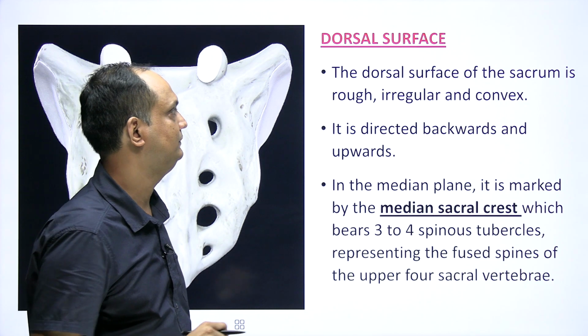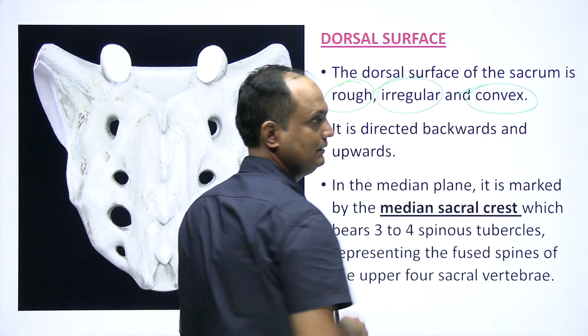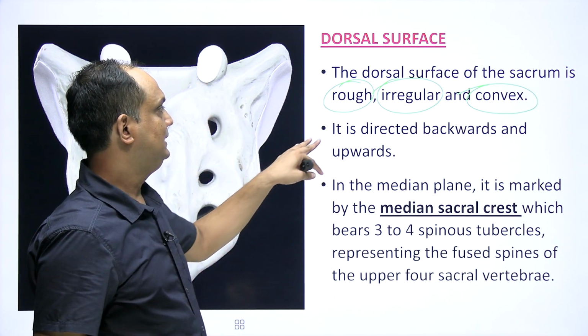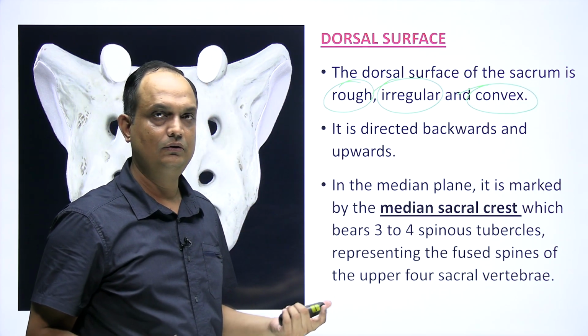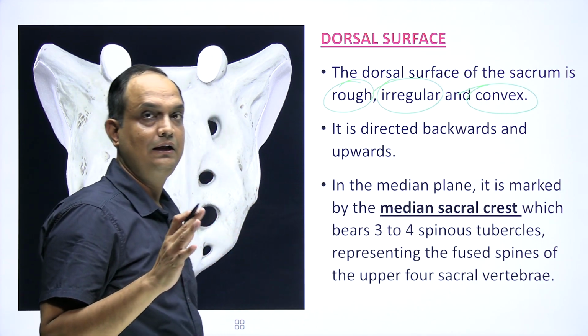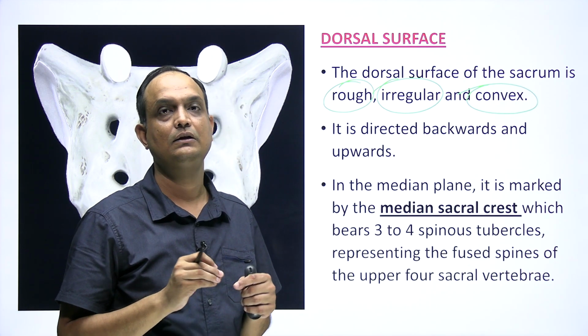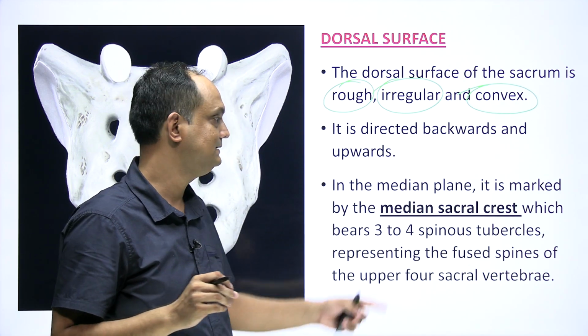The dorsal surface of the sacrum is rough, irregular and convex. Clear? It is directed backwards; we have already seen that it is directed backward and upward. Apart from that, on the dorsal surface you have three very important features: the median, intermediate and lateral sacral crests.